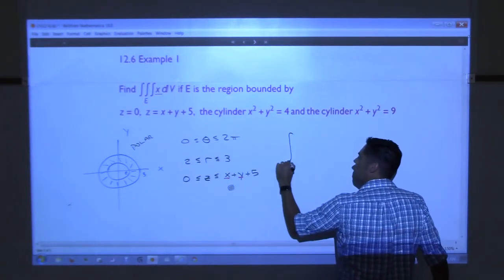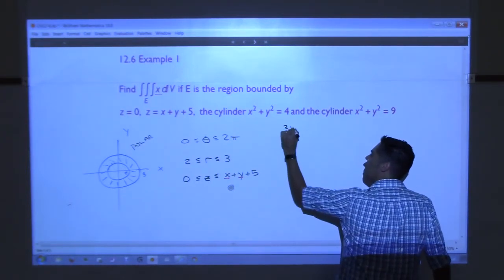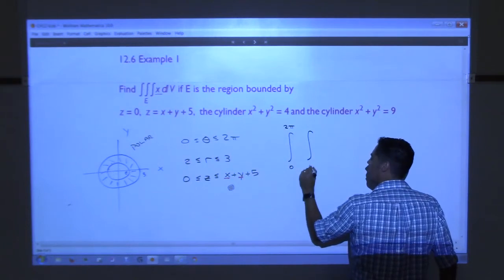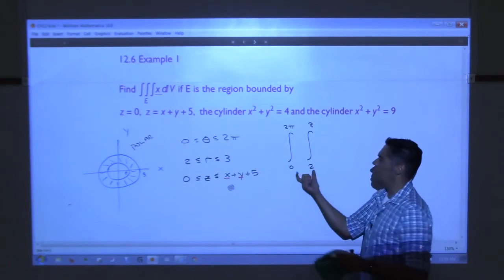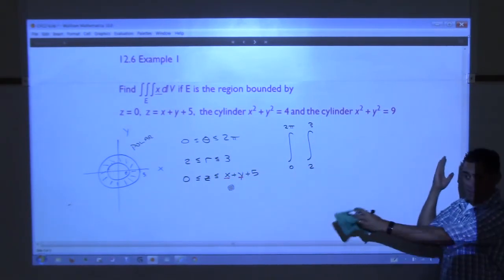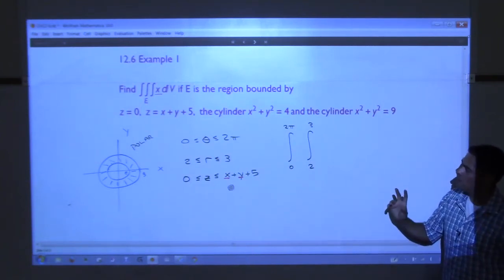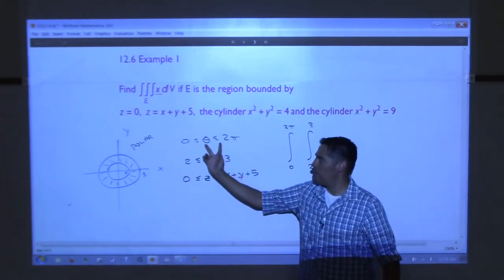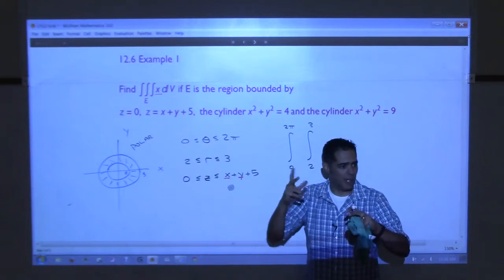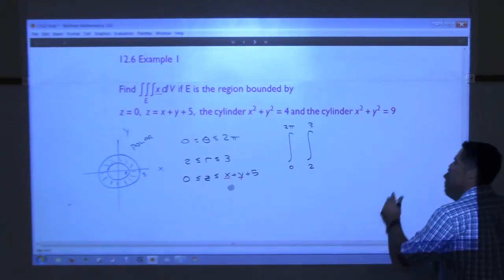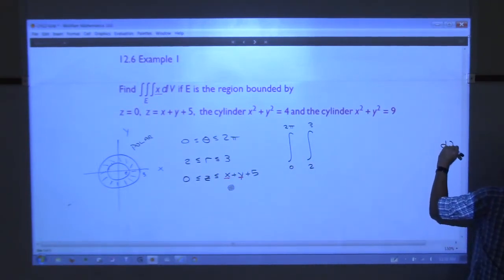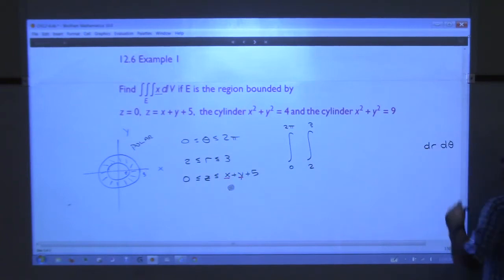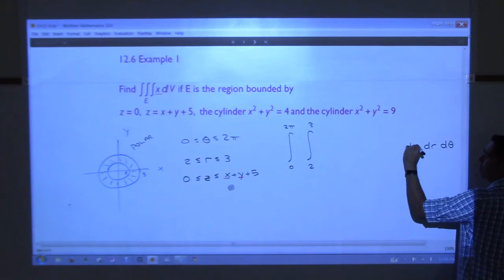So integral 0 to 2 pi, integral 2 to 3. Could I change the order of these? Could I do r instead of theta as the outer one? I could. Why? Because they're not stuck in between the functions. That's right, because they're constants. Those two could switch places. But I'm just going to keep it the way we've done it. This will be d theta on the outside and dr on the inside. And that forces me to go dz here, right?